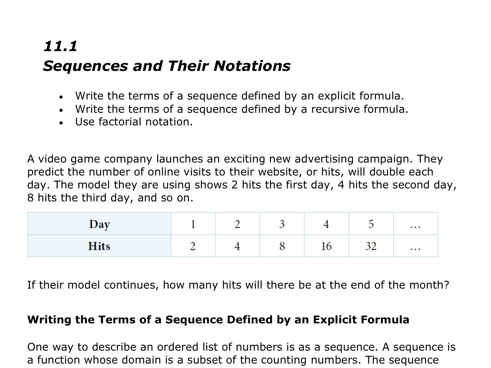We have this video game company, and they're going to launch this new advertising campaign. They predict the number of online visits to their websites, or hits, will double each day. The model that they're using is 2 hits on the first day, 4 hits on the second day, 8 hits on the third day, and so on. If their model continues, how many hits will there be at the end of the month?